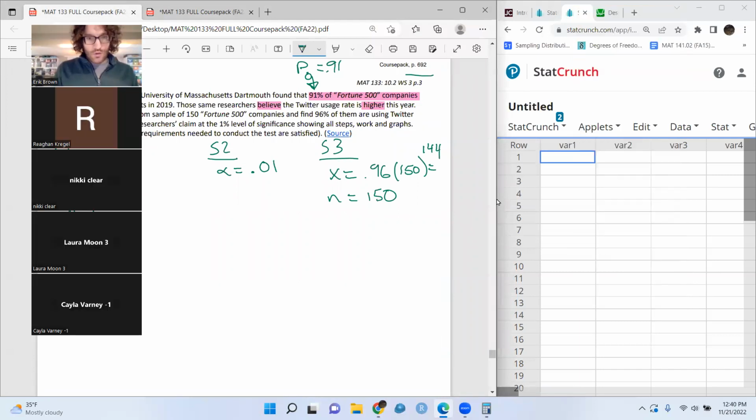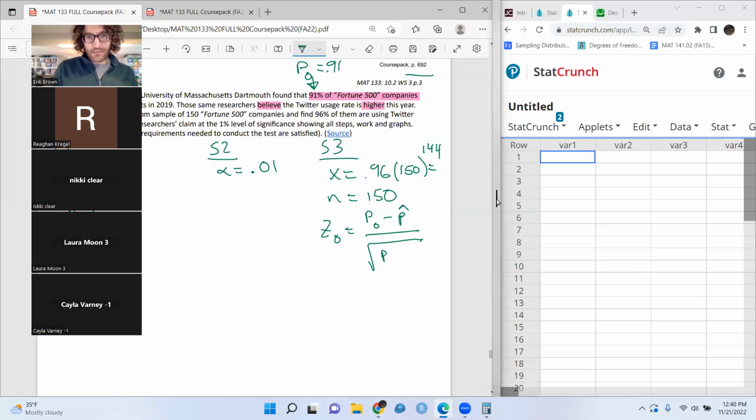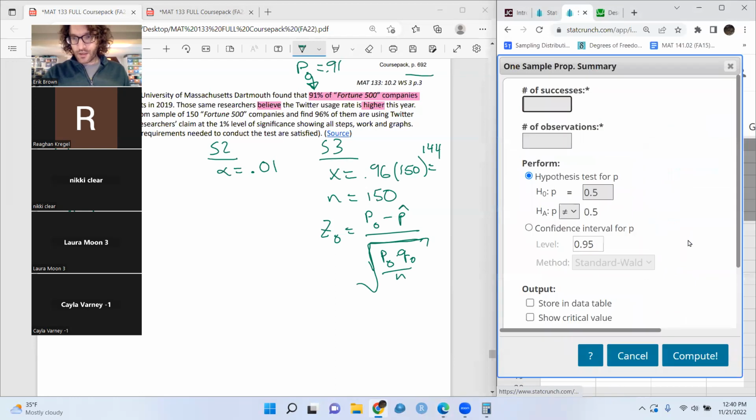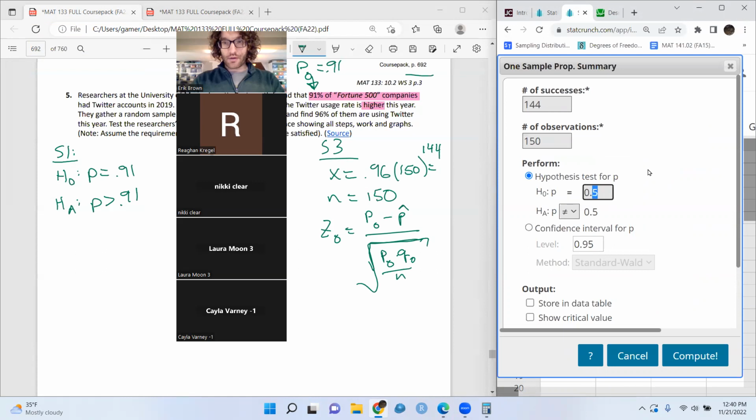All right, so I'm just going to write down the formula here. This is just a copy and paste thing, but really what we need from all this is the result from StatCrunch. So that's Stat, Proportion Stats, One Sample, With Summary. I calculated the X. It turned out to be 144 exactly. The N was the 150, and our claim is the 0.91.